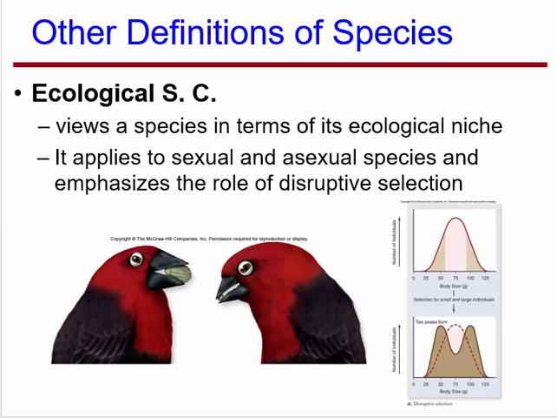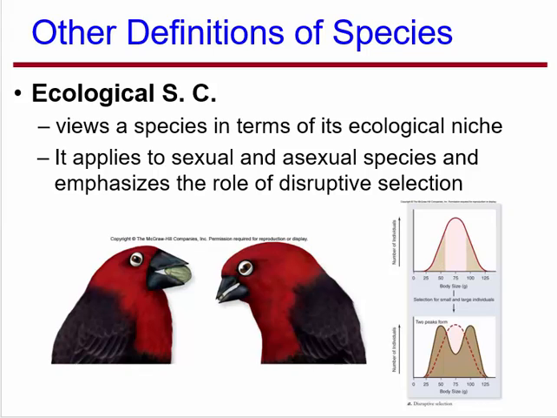The ecological species concept defines species in terms of their ecological niche. So you're looking at what an organism does, where it lives, and how it interacts with other components in its environment, including other organisms. This could be applicable to sexual or asexual species. Maybe not so much with fossils, although it depends on what you might be finding in or around those fossils.